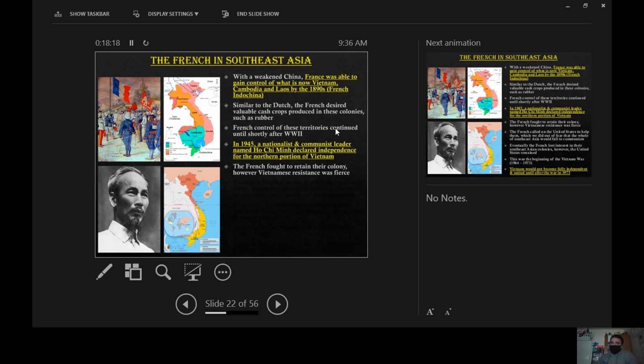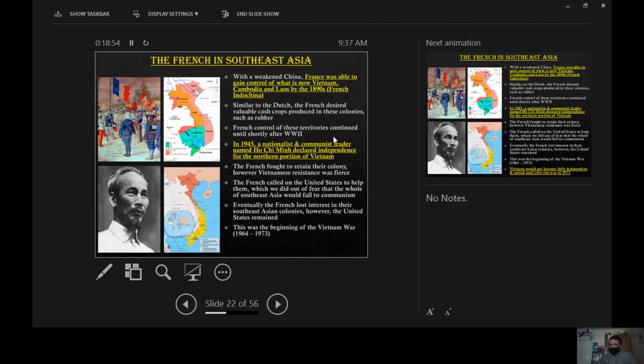The French fought to retain their colony. They didn't want to give Vietnam up, but Vietnamese resistance was fierce. The French called on the United States to help them, which we did out of fear that the whole of Southeast Asia would fall to communism. Eventually, the French lost their interest in their Southeast Asian colonies. Eventually, the French go home, but we stay behind. Because again, our fear of the spread of communism was so strong that we were going to keep fighting because we just couldn't let that happen.